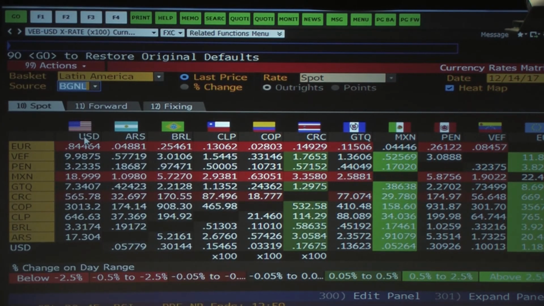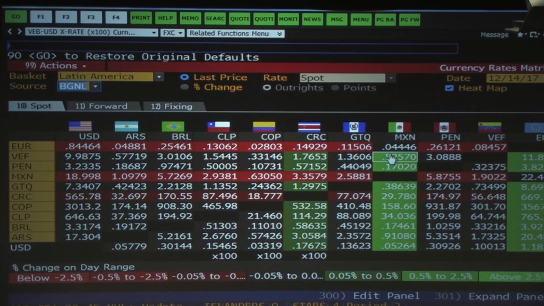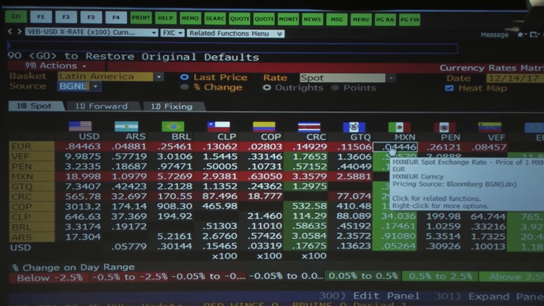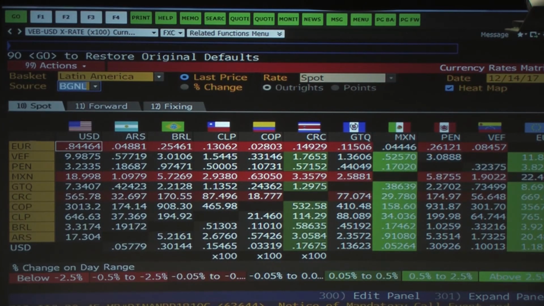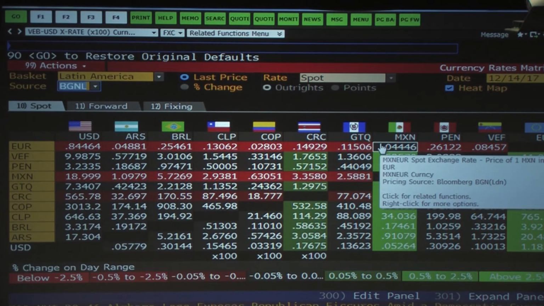So with $1 you can buy 0.884, like we described earlier. Vice versa. How many Mexican pesos can you buy with $1? No, oh no, this is measuring it against the euro. My bad. So it says the price of one Mexican peso, MXN, to the euro.